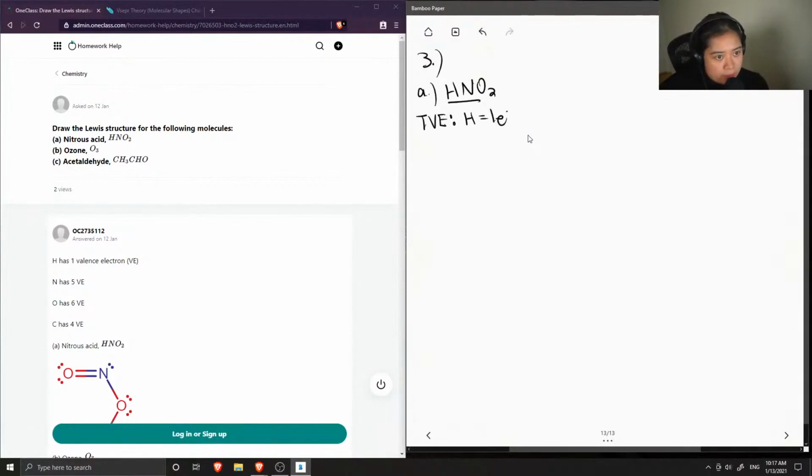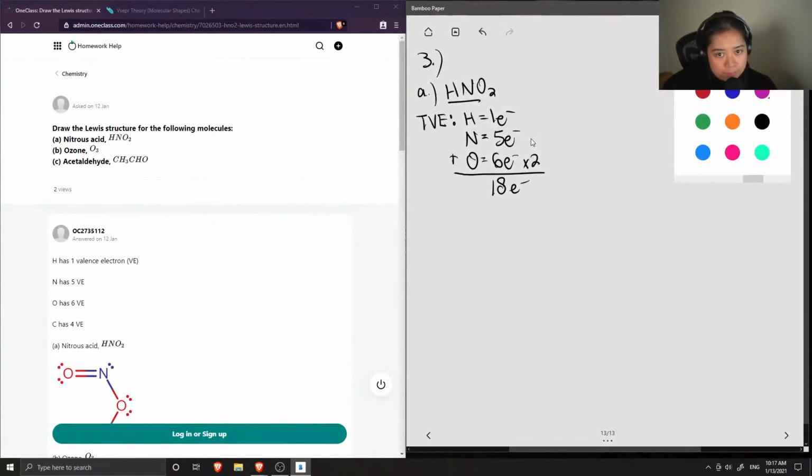Hydrogen has 1, nitrogen has 5, oxygen has 6, and since there are 2 oxygen atoms, we multiply this by 2, and when we add it all up, we get a total of 18 valence electrons. So now let's draw what nitrous acid looks like.